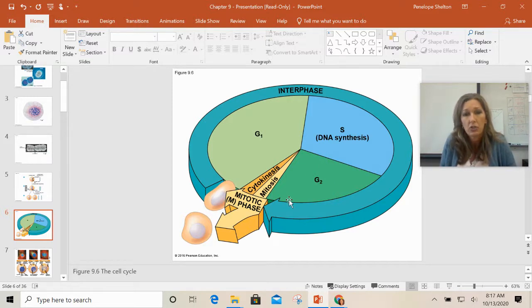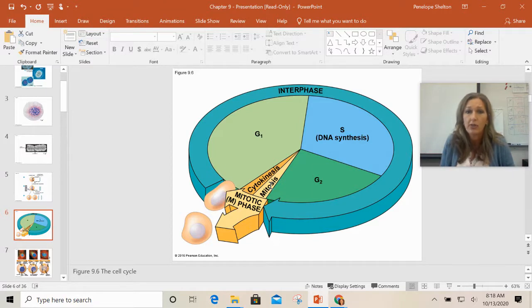Now there's an additional checkpoint that exists in here to be sure that the cell is ready to progress to cell division. Now, this is what the M phase is. My M phase, the mitotic phase, I'm going to be dividing the cell into 2 identical daughter cells. But it happens in 2 stages. I have mitosis first, and in mitosis, remember, I'm dividing the nucleus, so I get 2 identical nuclei.